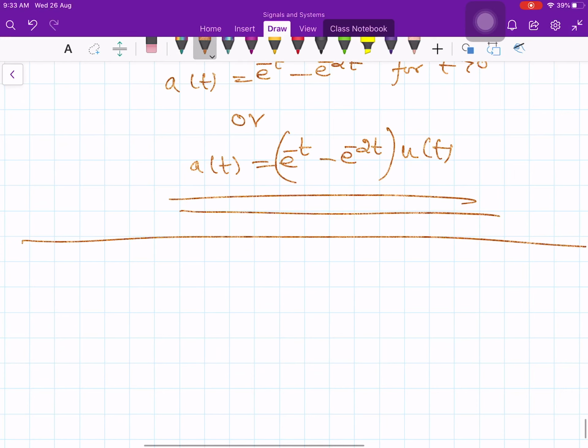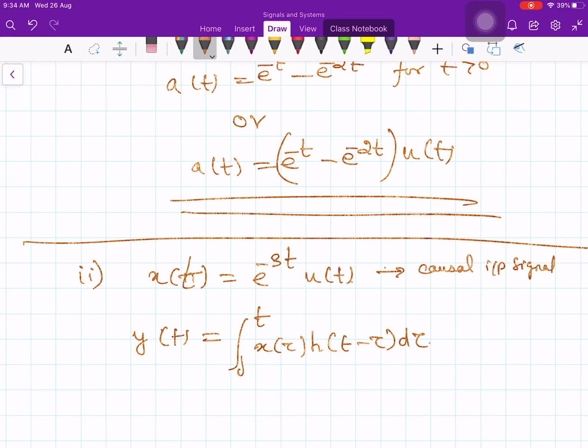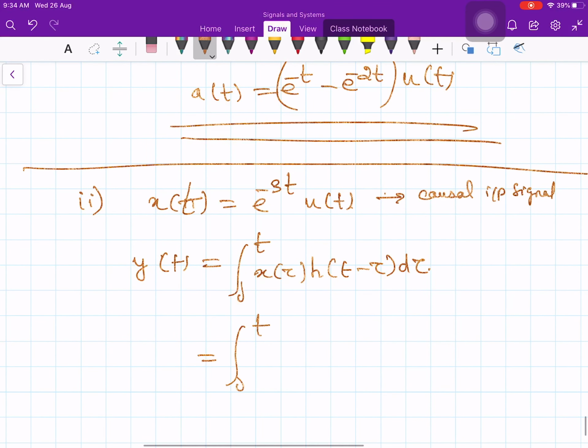Now the input x of t is not u of tau, it is e to the minus 3t times u of t. This is not x of n, it is x of t. Fine. Now same process. Again this is a causal signal and a causal system. This is the causal input signal, and h of t is causal, therefore it is the causal system's impulse response. Therefore the integral from 0 to t of x of tau h of t minus tau d tau. So from 0 to t, x of tau is e to the minus 3 tau u of tau multiplied by h of t minus tau.